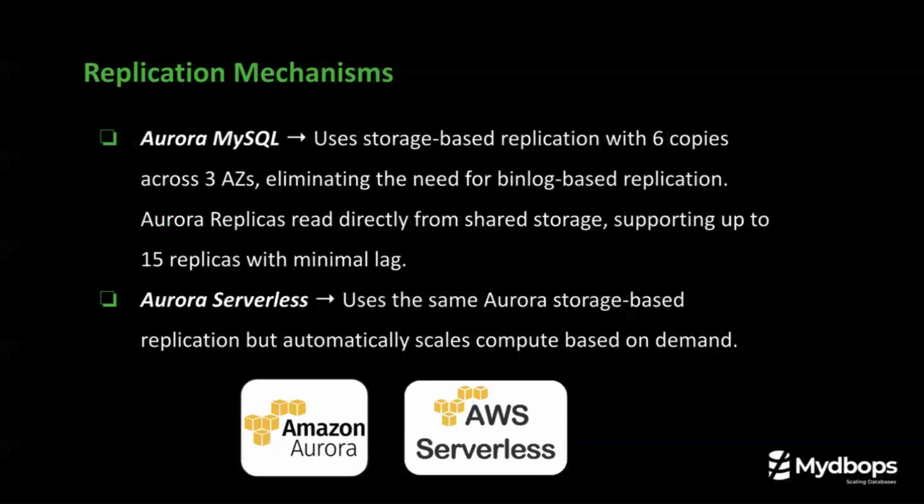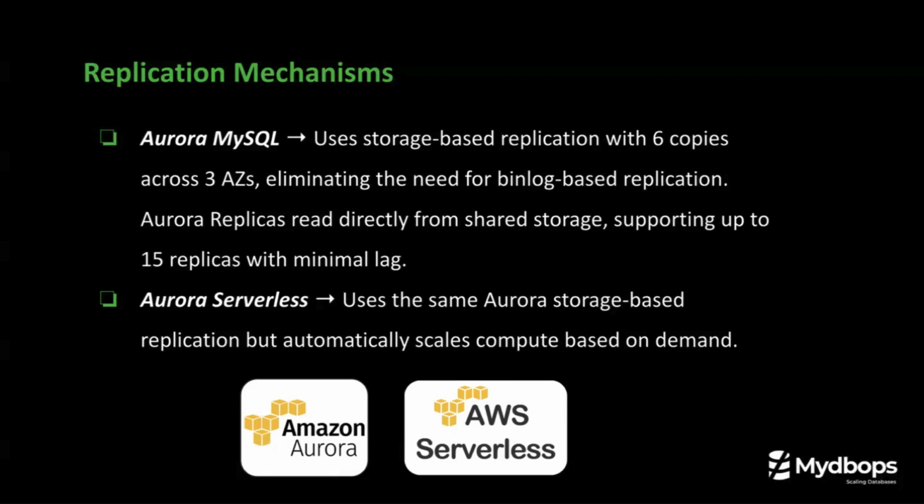Aurora works differently. Instead of binlog-based or physical replication, it uses storage-based replication. Your data is automatically split into 6 copies across 3 availability zones, and Aurora replicas read directly from shared storage. This eliminates replication lag and supports up to 15 Aurora replicas. Aurora Serverless follows the same storage-based replication model, but with auto-scaling compute resources. It dynamically adjusts capacity based on demand, making it great for unpredictable workloads.